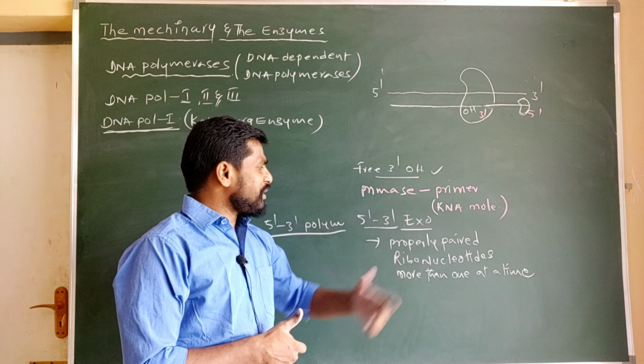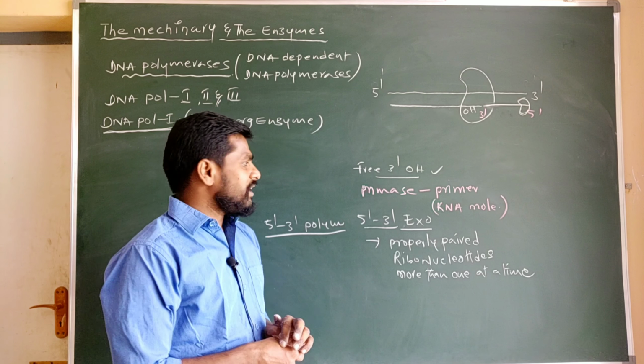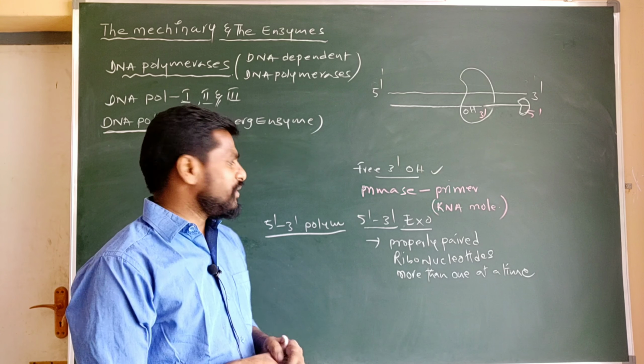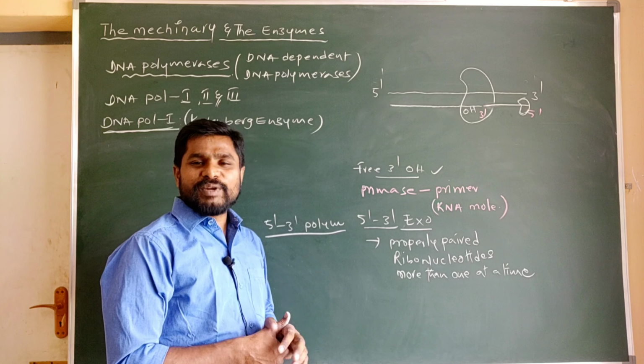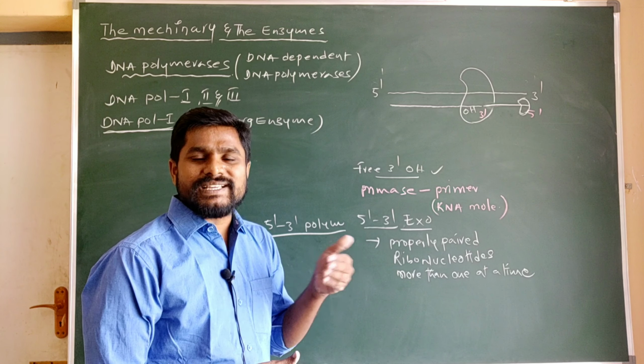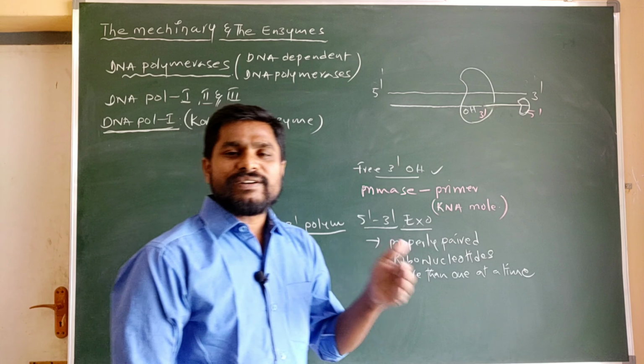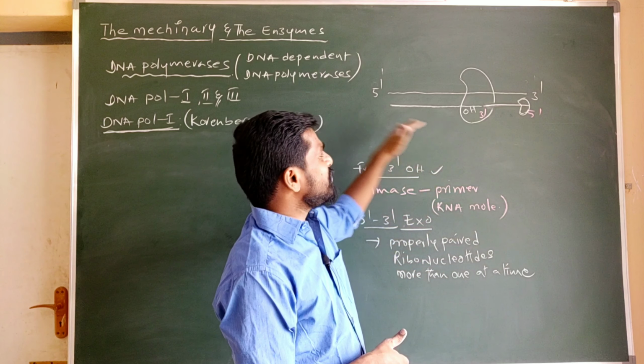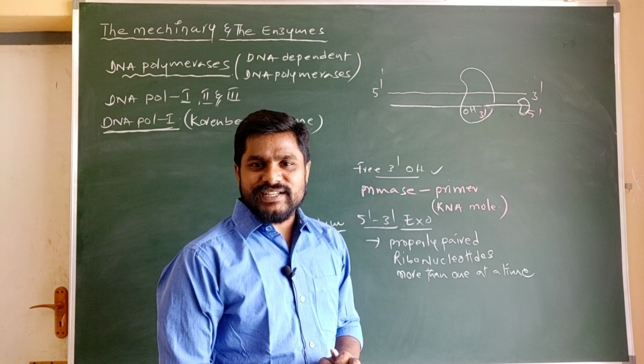The 5' to 3' exonuclease activity is removing the primer. In the place of that removed primer, the 5' to 3' polymerase activity of DNA pol 1 is synthesizing a short segment of DNA, so that entirely a DNA molecule will be synthesized here.